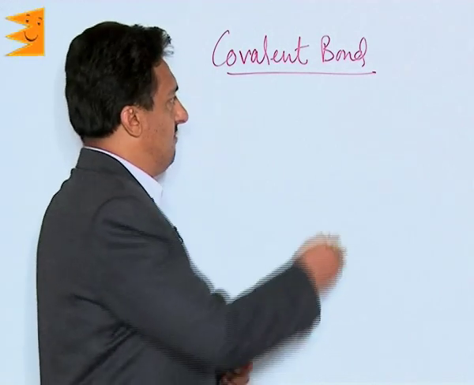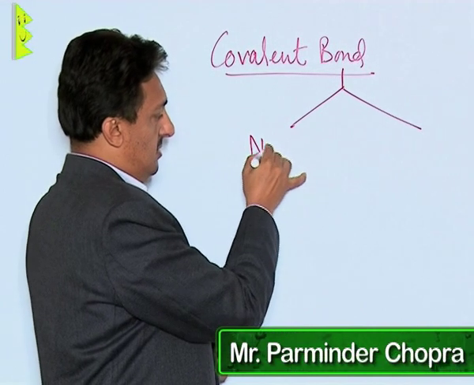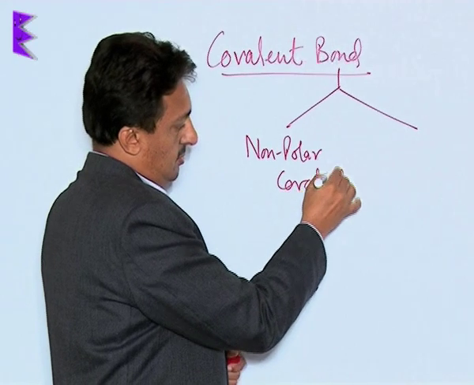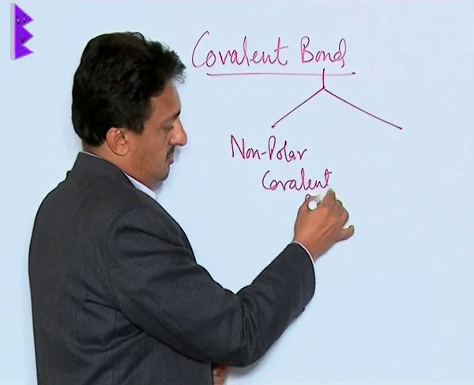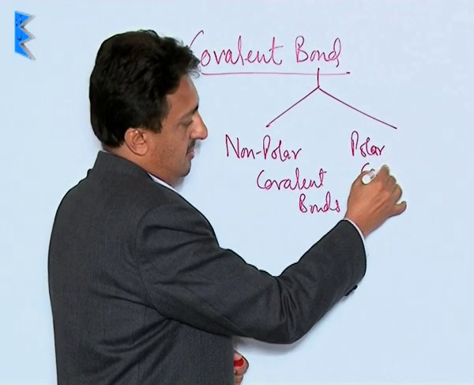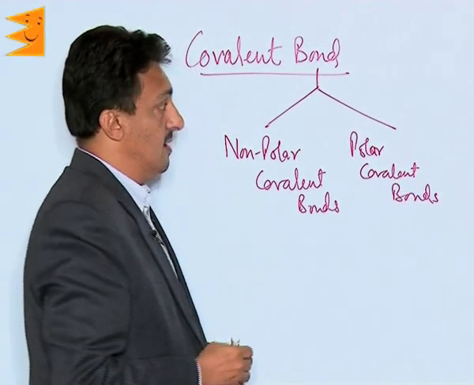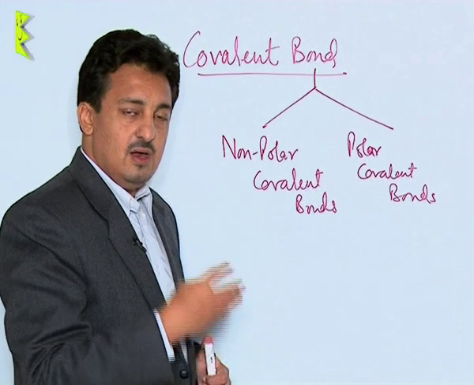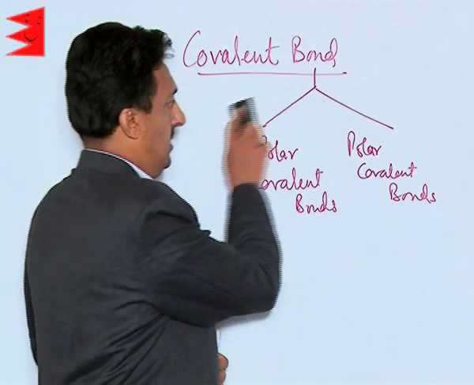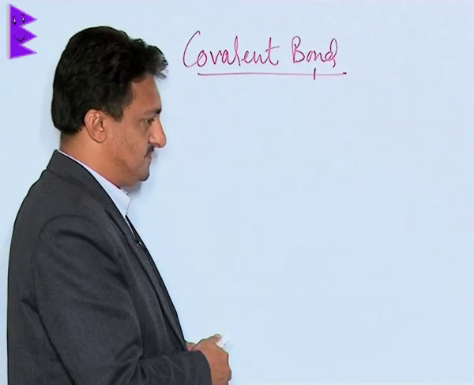The covalent bonds mainly are of two types. One is called non-polar covalent bonds, and the other is called polar covalent bonds. Now first let us understand how polarity comes in the covalent bond, and then we will move to understand what exactly are non-polar and polar covalent bonds.